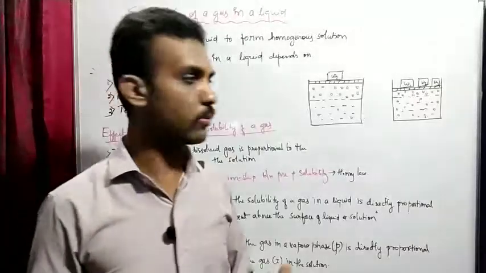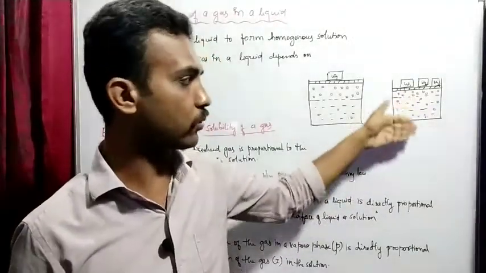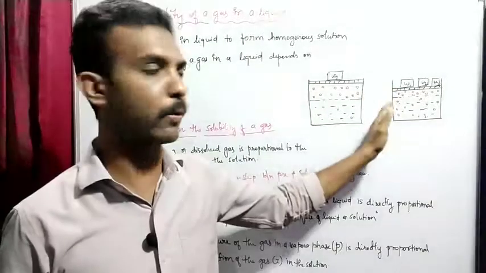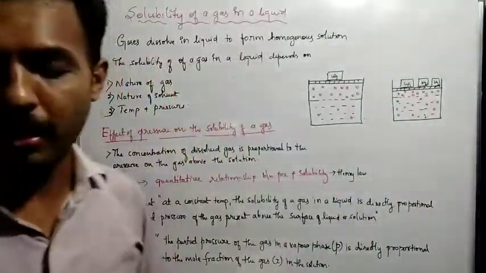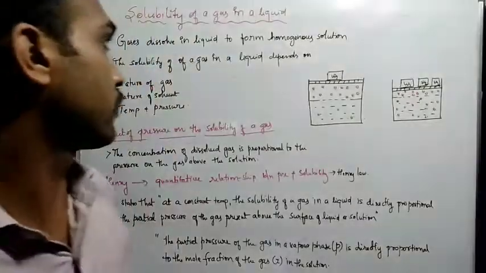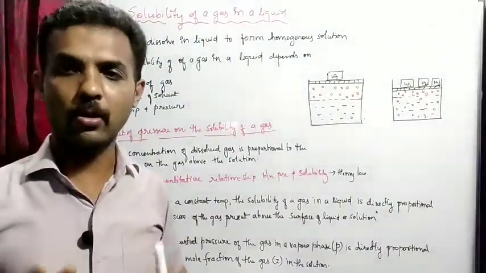So what is a homogeneous solution? The solution where throughout the solution the concentration and physical properties are the same. Such a solution we call a homogeneous mixture, or else we call it a homogeneous solution, right? So gas dissolves in liquid to form a homogeneous solution.